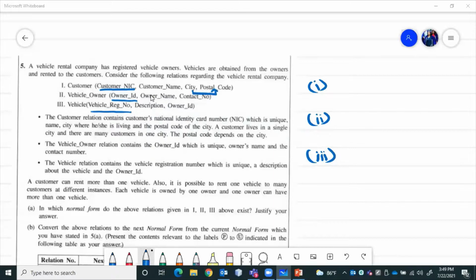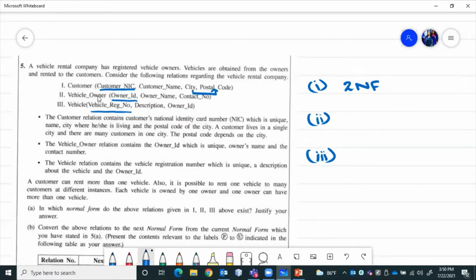If it is in the second normal form, that means the relation should be in the first normal form and you don't have any partial dependencies, right? Here, it is not in the third normal form. Why? We have a transitive dependency. Once we remove this, it will convert to the third normal form. So the first relation is already in the second normal form, but not in the third normal form, because a transitive dependency is available.